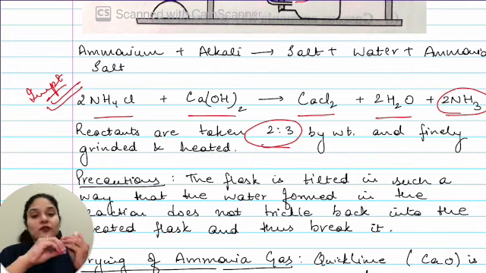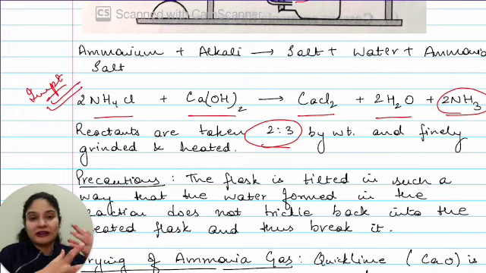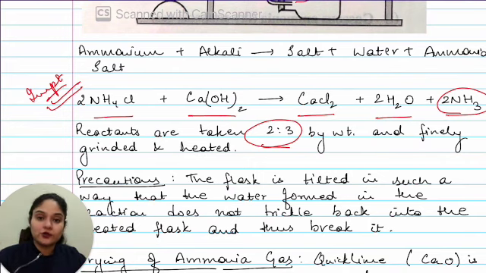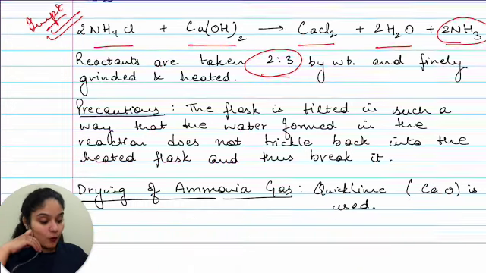Why are we taking them finely ground? So that maximum output can come, and you have a better reaction going on. 2:3 in the ratio means that if you have 2 portions of ammonium salt, then you take 3 portions of alkali. So, 2:3 by ratio. What are the precautions?